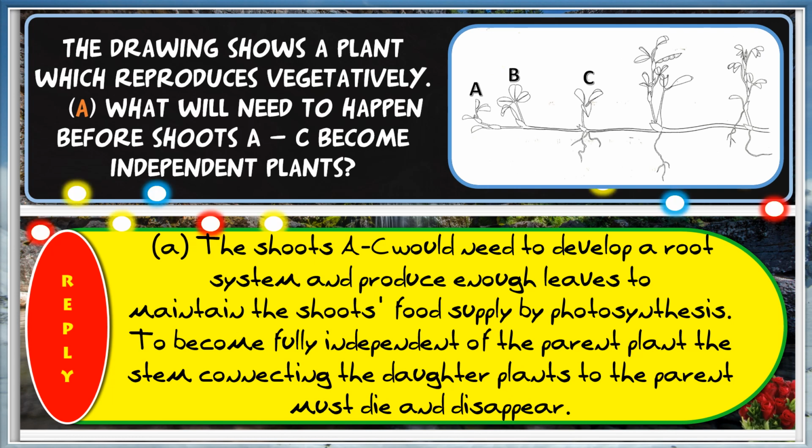Part A. The shoots A to C would need to develop a root system and produce enough leaves to maintain the shoots' food supply by photosynthesis. To become fully independent of the parent plant, the stem connecting the daughter plants to the parent must die and disappear.